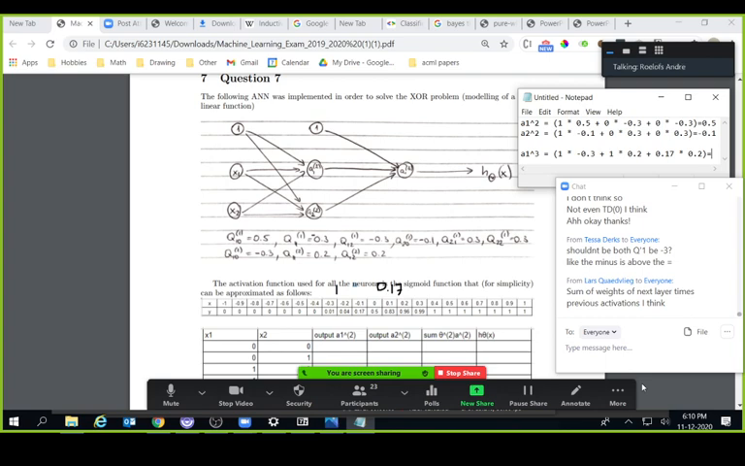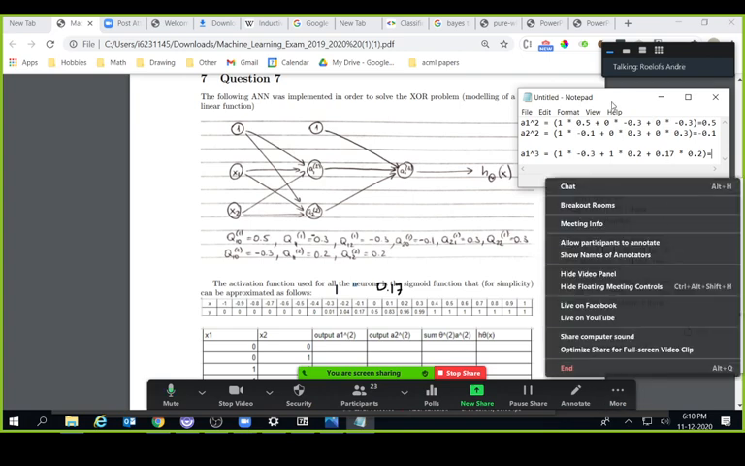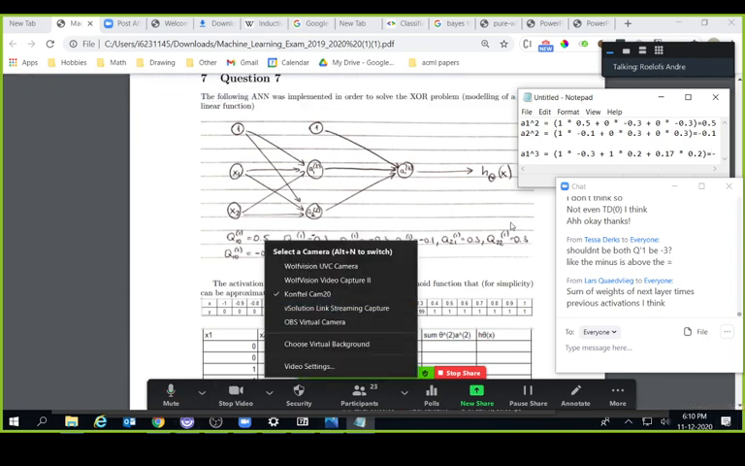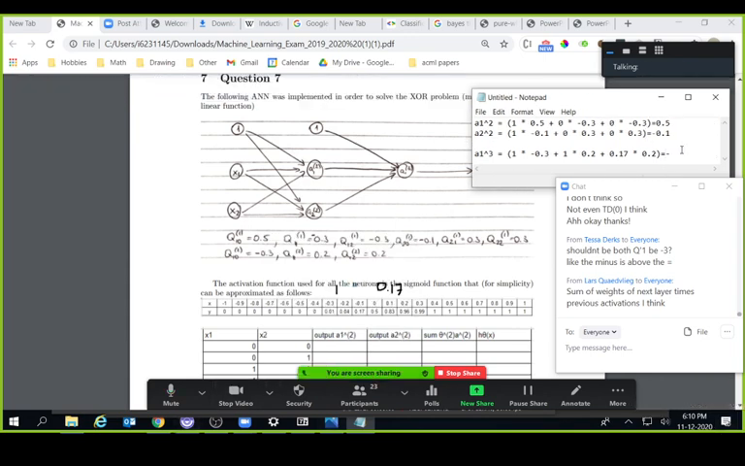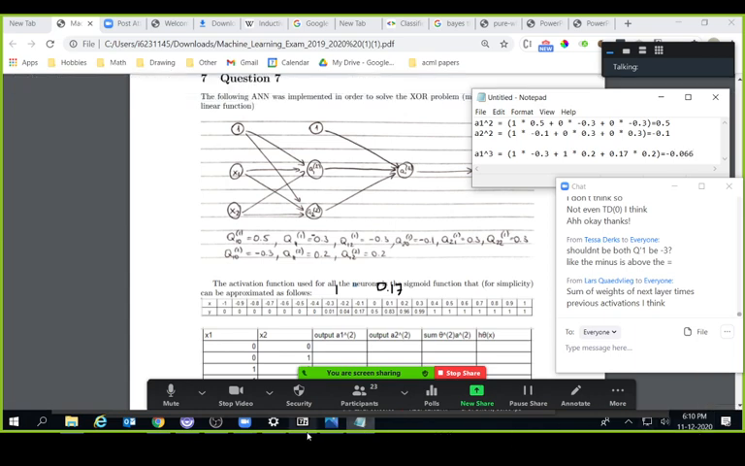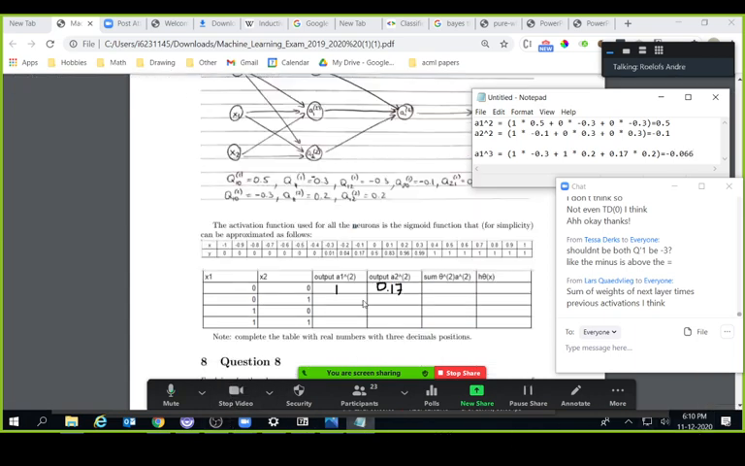Okay, so let's see if I made any mistakes. Okay, so we get minus, okay, I have to make it even bigger now. Minus 0.066. Was it correct, or should we not have activated it?